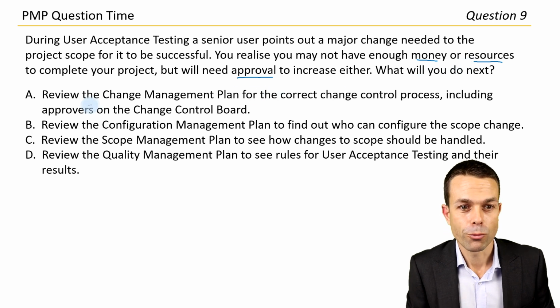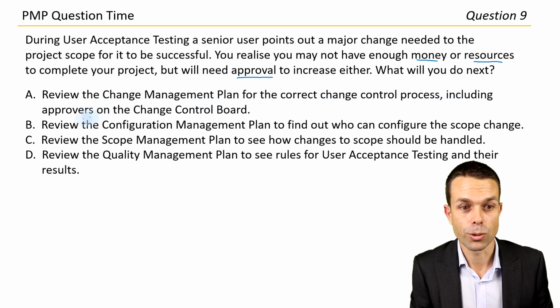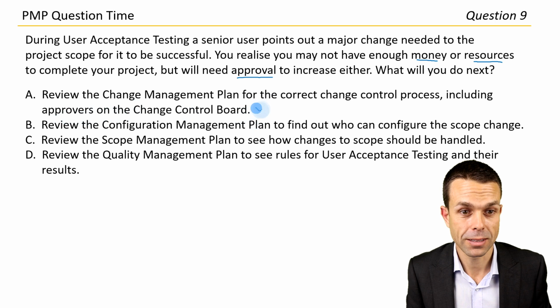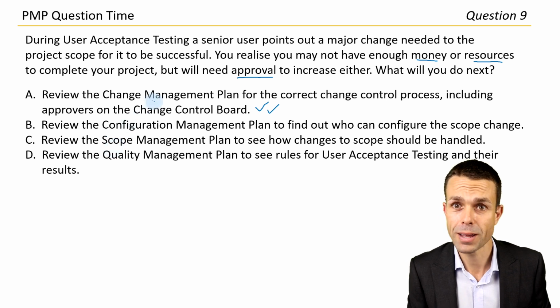Okay, so it's a change to our project budget, potentially, money or resources. Let's have a look. Review the change management plan for the correct change control process, including approvers on the change control board. Wow, well that sounds pretty promising. That sounds very promising actually. Let's see what our other options are, and that could be our one.